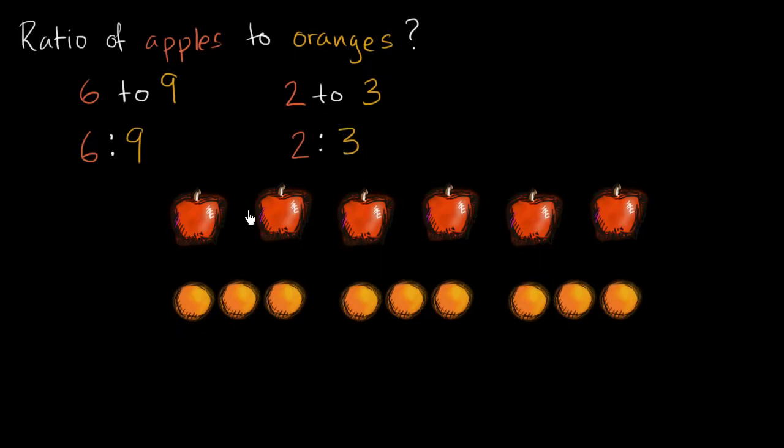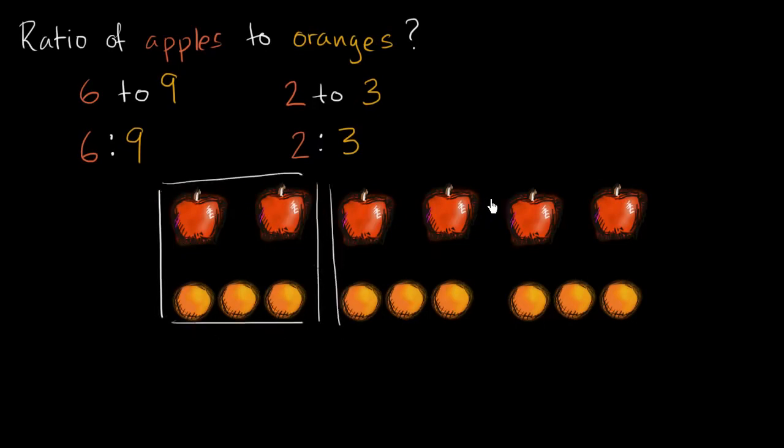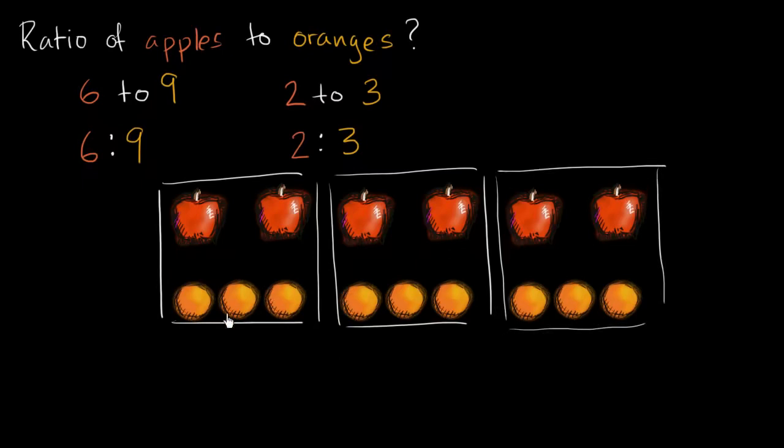Well, look, we divided each of these groups into 3. So one way to think about it, if you divide this whole total into 3 groups, so one group, two groups, and 3 equal groups, we see that in each of those groups, for every 2 apples, we have 3 oranges. So, once again, the ratio of apples to oranges, for every 2 apples, we have 3 oranges.